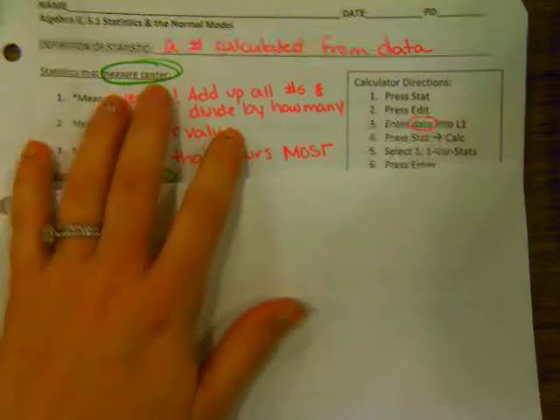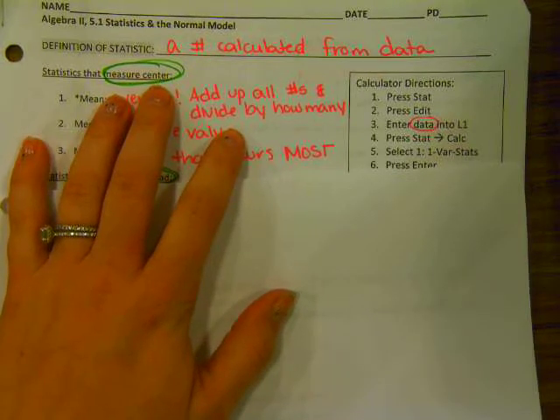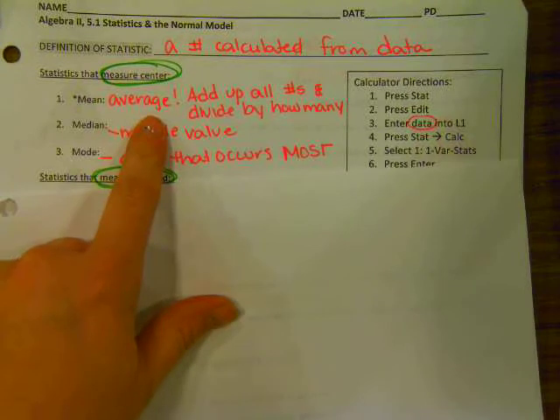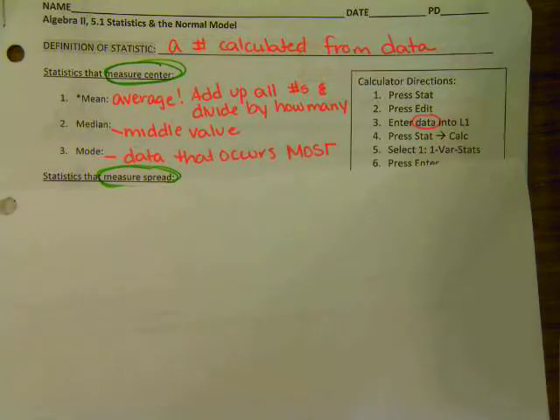Stats of measure are old school. So we've done mean, median, mode. So remember, the mean is the average. That's where you add up all the numbers and divide by how many you have. The median is the middle number of the data, once you list them from least to greatest. And the mode is the data that occurs the most often.